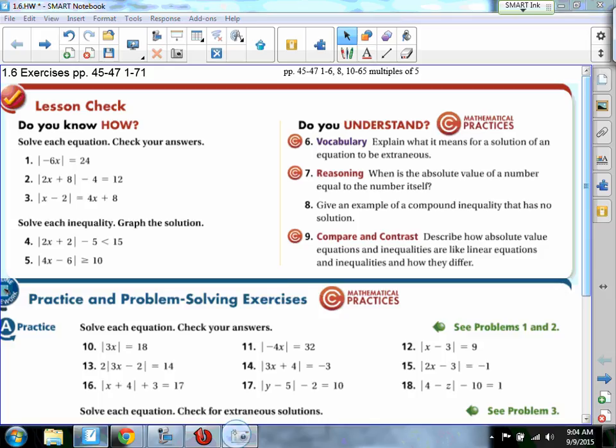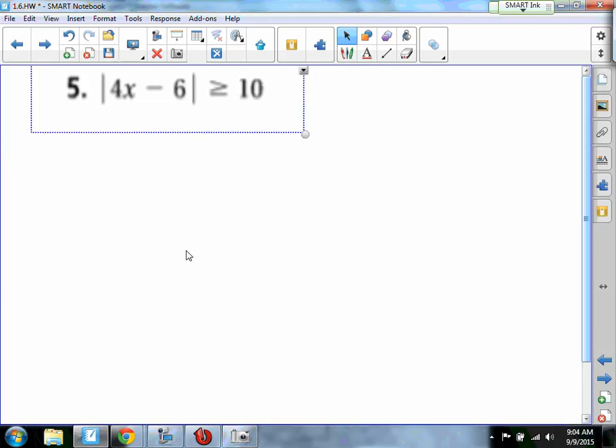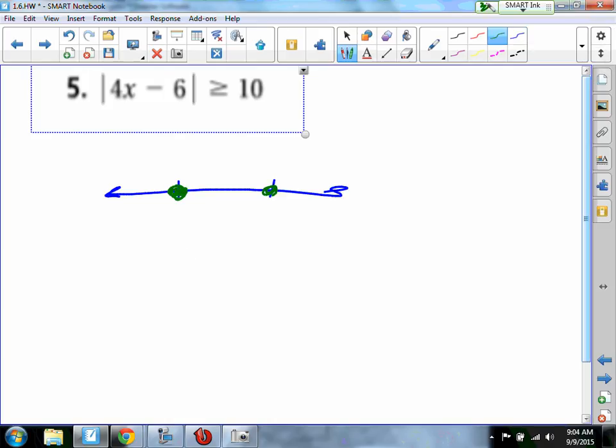I guess we're moving on to 5. So on 5, we're going to solve it. We're going to graph it. I'm going to start up my graph. I know they're going to be solid dots here, solid dots because it's or equal to. Because it's a greater than, am I going to shade between or beyond this time? Beyond, good. So I'm going to have some oars of a boat like that.